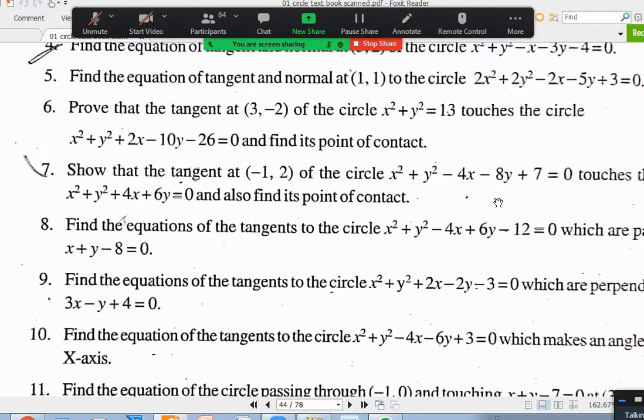4, because they said 45 degrees with the x-axis, but they did not say anti-clockwise and all. If they give 2 answers, it's okay, because they might have taken slope 1. But slope minus 1 also makes 45 degrees with the x-axis only, no? With the positive x-axis it makes 135, but with the x-axis it makes 45. Strictly speaking, there should be 4 answers.